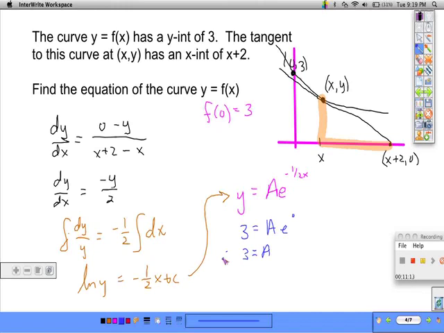So my specific solution for this differential equation is that y equals 3e to the negative 1/2 x. Or we could say 3e to the negative x over 2.